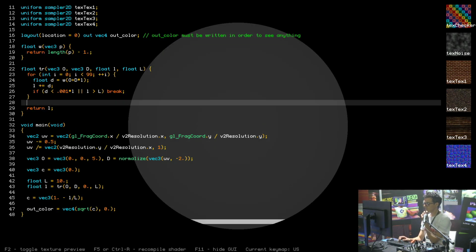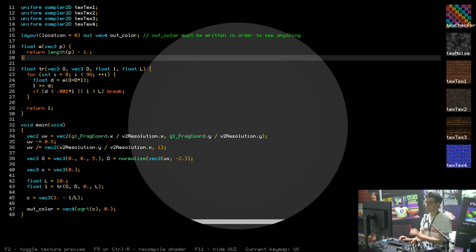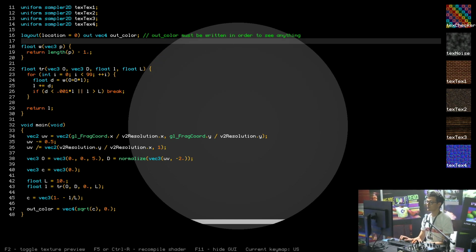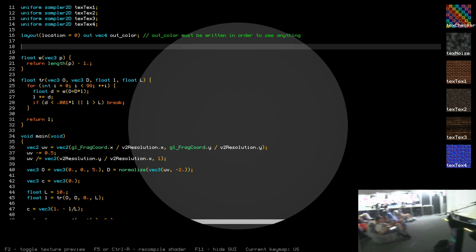Alright, we have a sphere. Can we get a tiny applause for our first sphere? Yay, we're seeing something good.